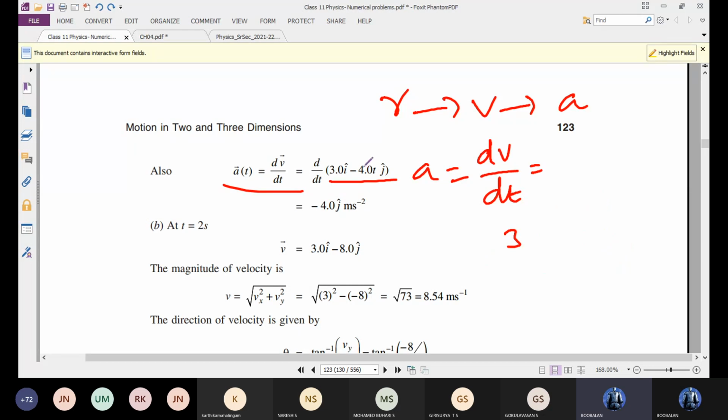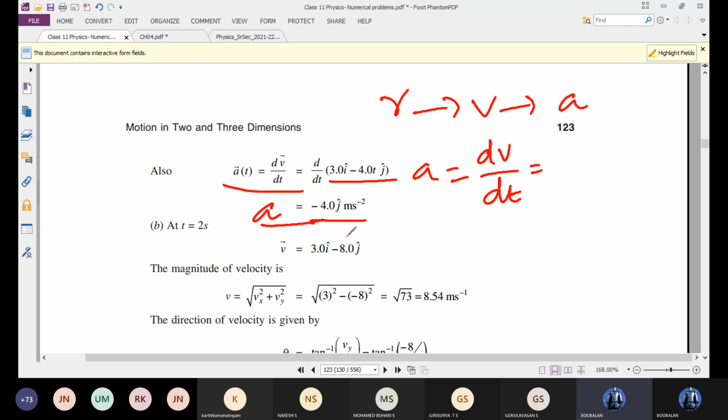Only the t value is there, you can use it. Then 4 will come. So A is equal to minus 4 j cap meter per second square. Minus is referred to as negative retardation, and j cap is the direction. J cap, it is the direction, meter per second square. It is a y component.